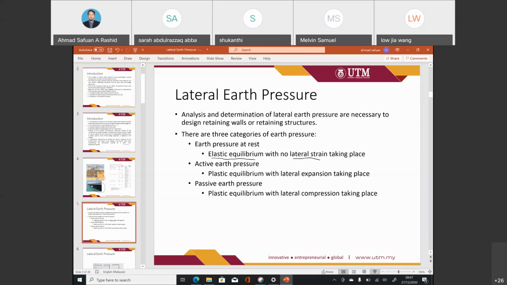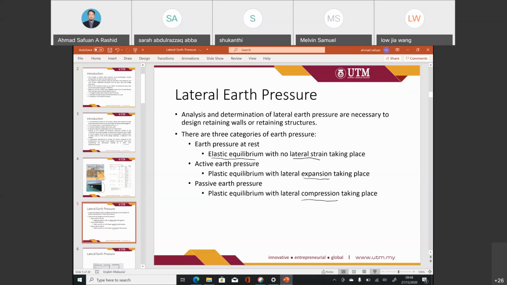However, in design, we should assume that there will be a possibility of the soil to push, or to expand or compress, where we discuss active and passive earth pressure. For example, for the active earth pressure, the condition is under plastic equilibrium with lateral expansion taking place, while for the passive, with lateral compression taking place.